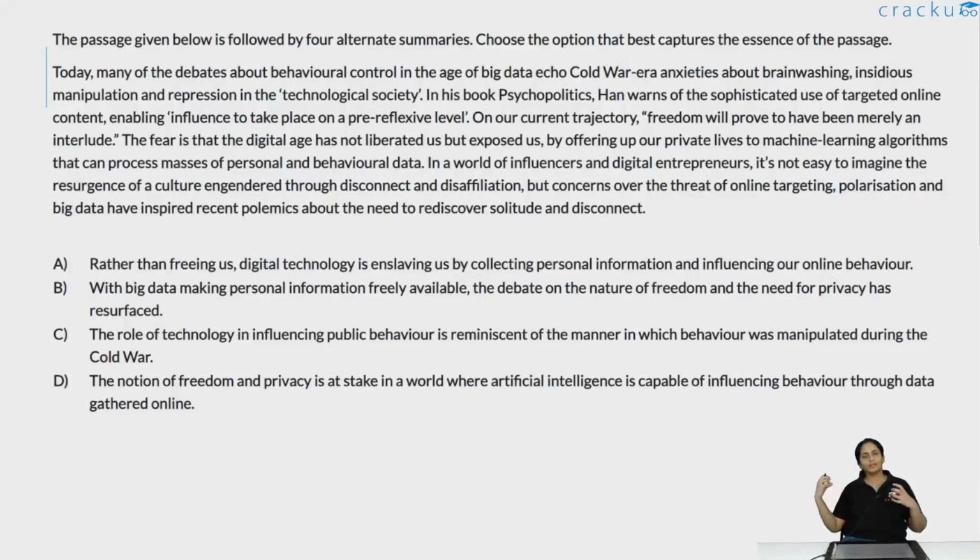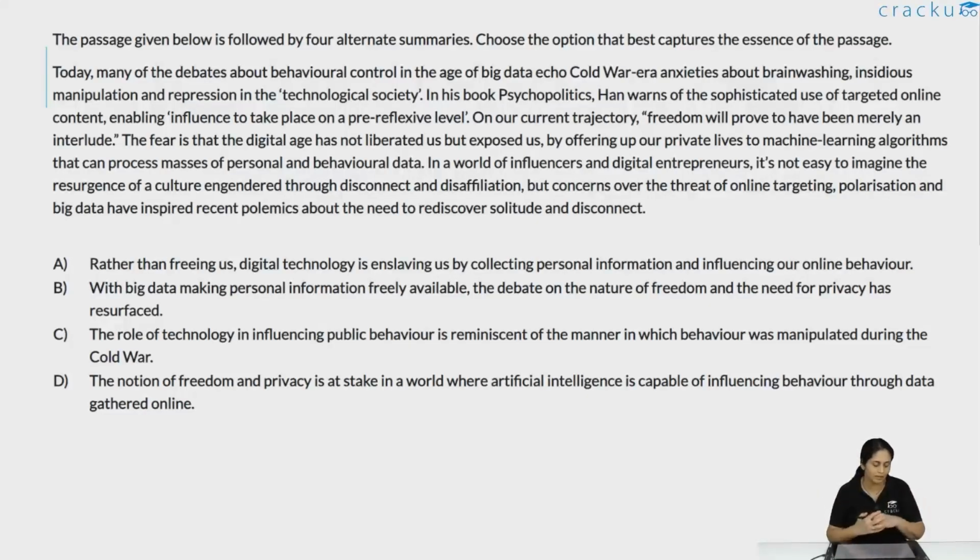And secondly, the new movement to try to disengage, to try to disaffiliate, and to move away from all of this world of influencers and digital marketers. There are people who are consciously trying to disconnect. So now that we understand the fear and the response, let us take a look at the option which captures both of these aspects.